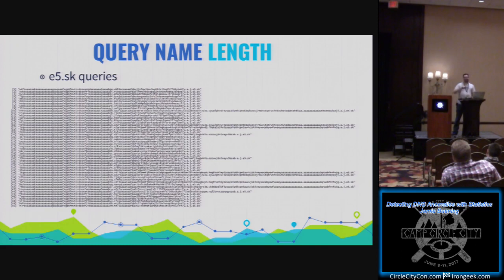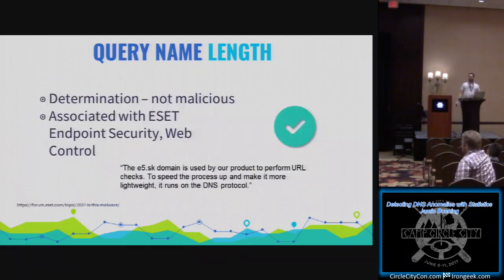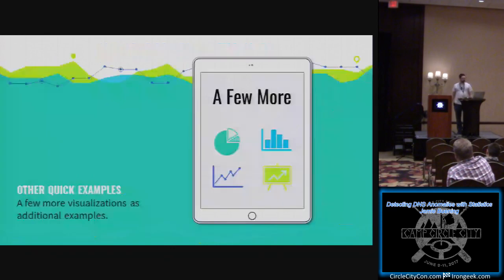And these have lots of individual letters and numbers, and they're not words, right, that you would expect. And this was a fairly quick one to determine it wasn't malicious or something that we were worried about. It turns out, with some searching components associated with ESET endpoint security and their web control, there's a quote from the URL on the page where somebody came forward and verified, yeah, this is how this web control works. When the endpoint tries to go to one of these sites, it uses DNS to determine if it's an okay site or a bad site.